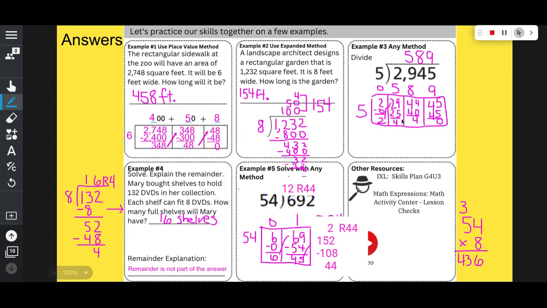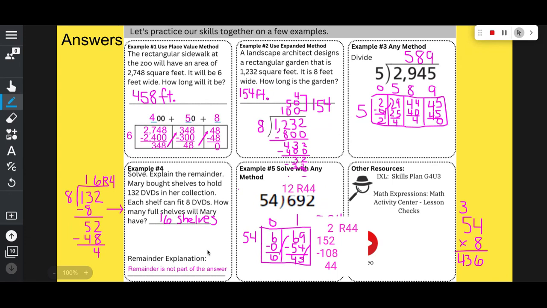We subtract that out. We get 4. We bring it over. So we get 44 in the next box. 5 goes into 44 8 times. We get 40. We subtract it out. And then 5 goes into 45 9 times evenly. So we get an answer of 589.